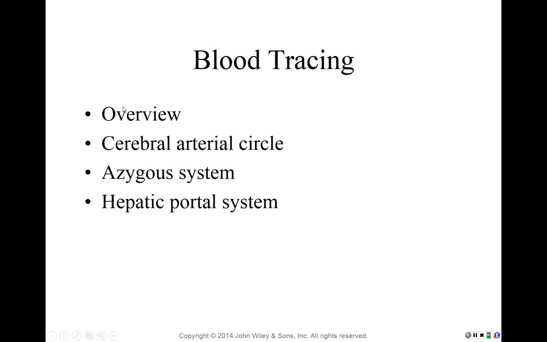So we'll do a very brief overview of the blood vessels. We'll look at the cerebral arterial circle, sometimes called the circle of Willis, the azygous system, which is a venous system, and the hepatic portal system, which is also a venous system.